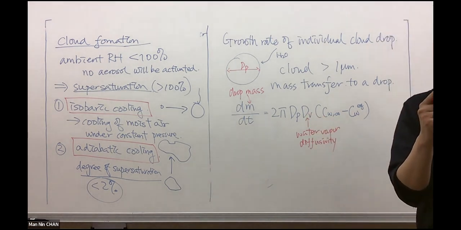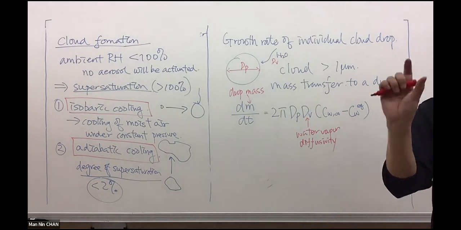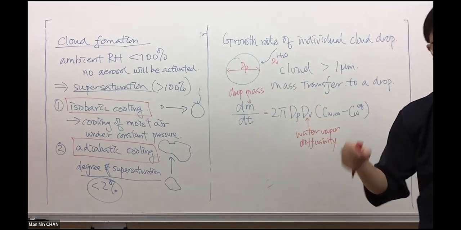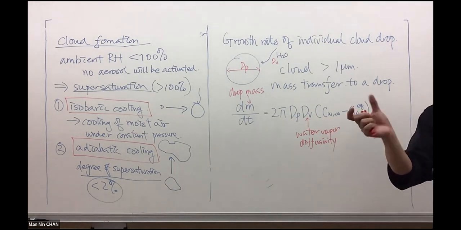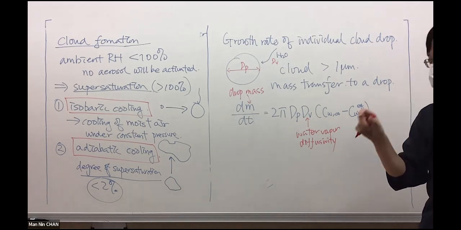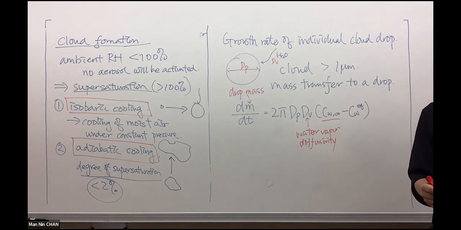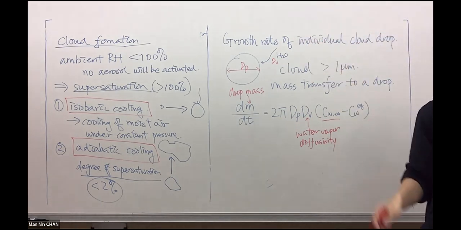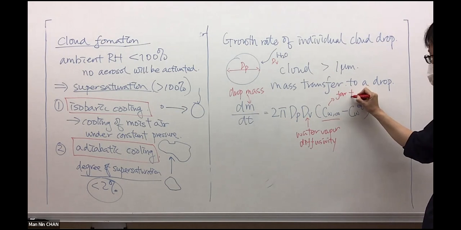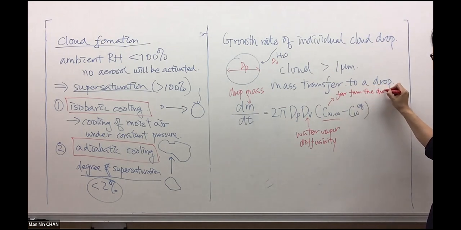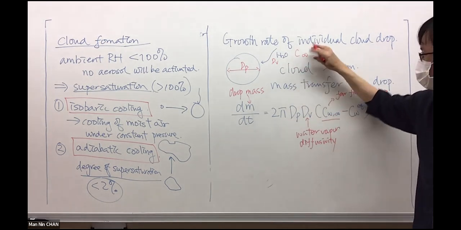So Dv means the water vapor diffusivity, right? And then of course, V is the rate, a kind of flux, you can say. You are looking at the concentration, the water vapor pressure gradient. So this is the concentration of the water vapor far from the droplet. So basically you are talking about some environmental water vapor pressure, the water vapor concentration in the surrounding.